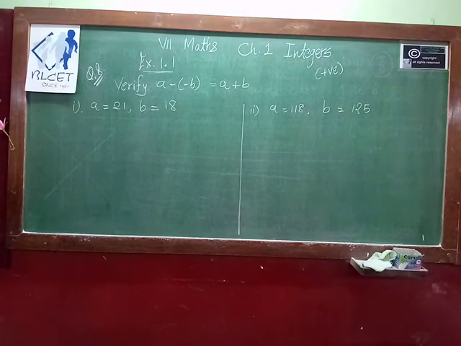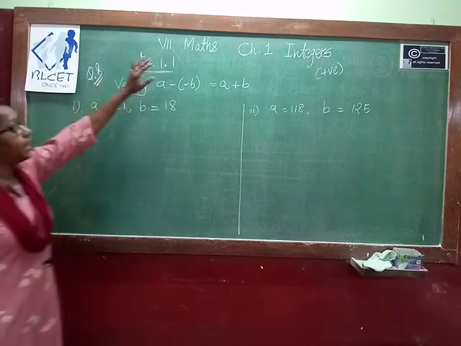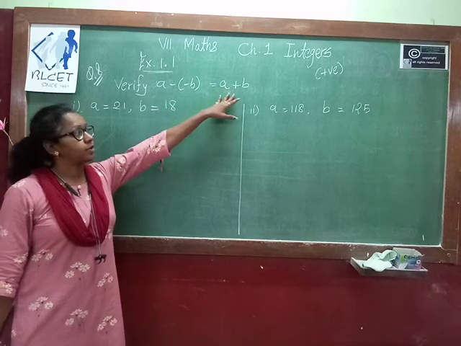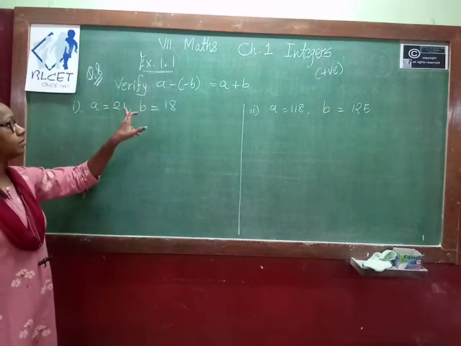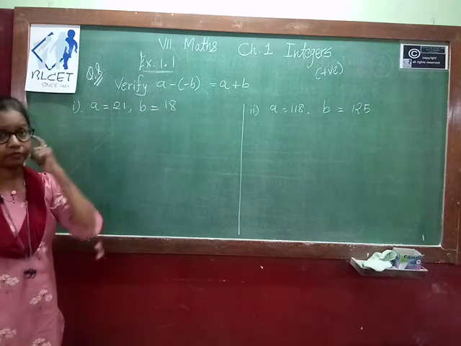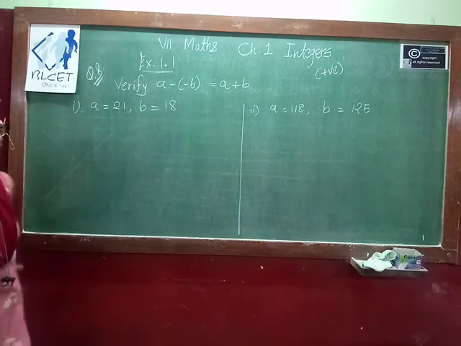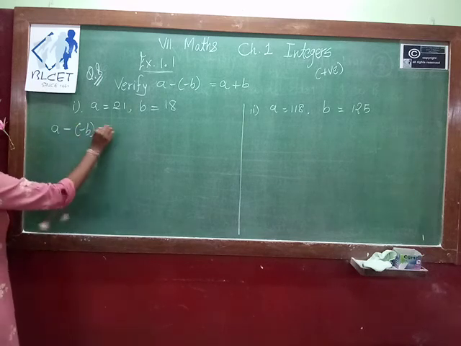The values of the first question in which A is equal to 21, B is equal to 18. So this part is your LHS and this part is your RHS, and we have to prove that for both the values A is equal to 21 and B is equal to 18, this will be fulfilled, that is LHS is equal to RHS. So let's see. First A minus of minus B we will take.